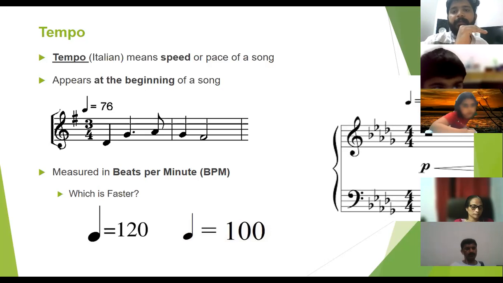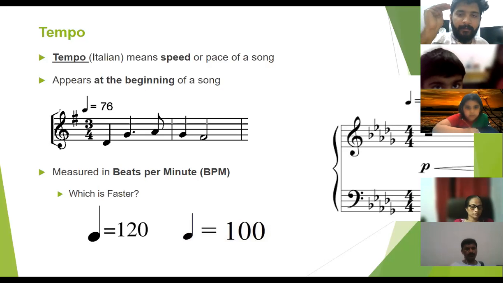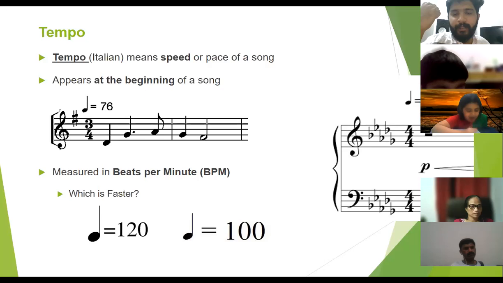If the tempo number is high, it means the song is fast. If the tempo number is low, the song is slow. There are many songs without tempo marking. That means you have to use your musical sense to identify the tempo and play. So that is tempo. That is number of beats in a minute. So let me ask a question. Those who are done writing that, listen to me.